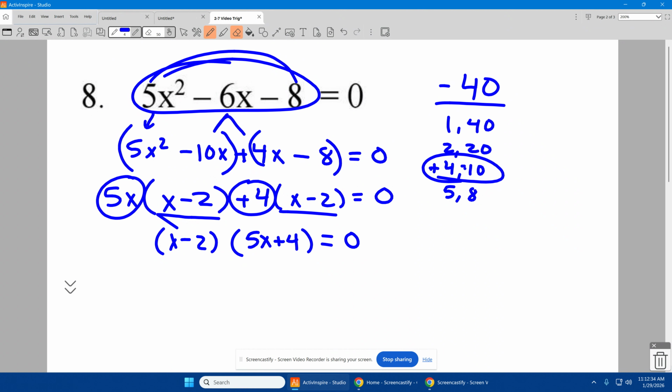So one of them has to be a 0. Either the x minus 2 has to be 0, or the 5x plus 4 has to come out to be 0. That's the only way two numbers can multiply together to give you 0. One of them has to be a 0.